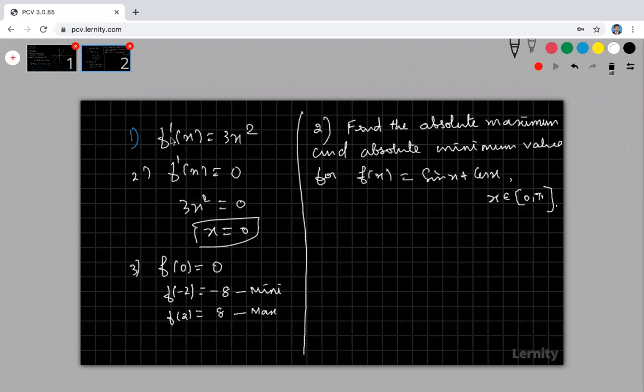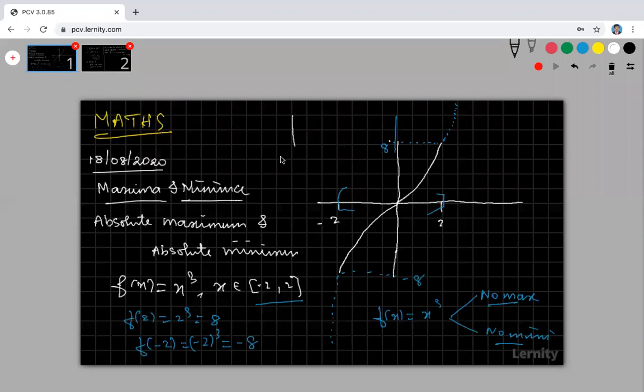So dear students, please try to understand. Actually, this is my f of x equal to x cube. That is y is equal to f of x cube. This is the curve.